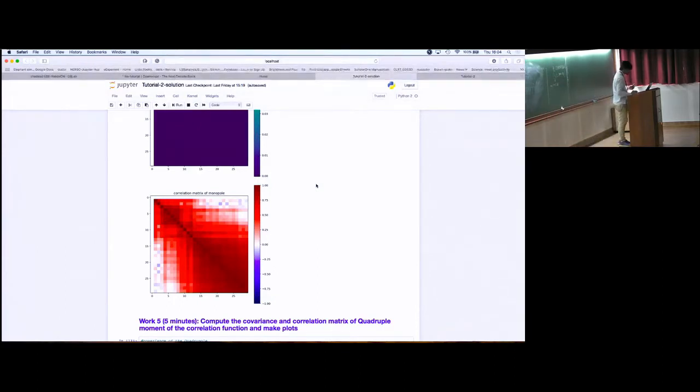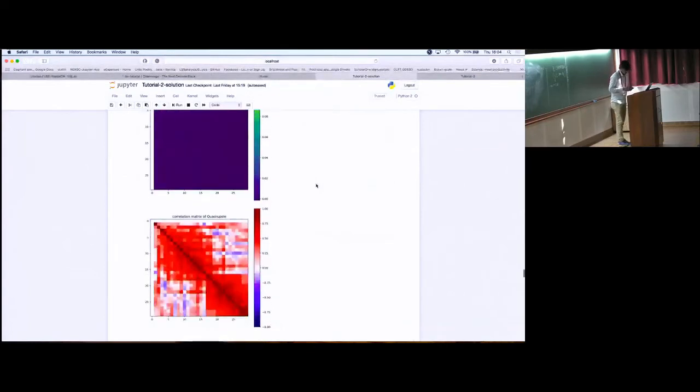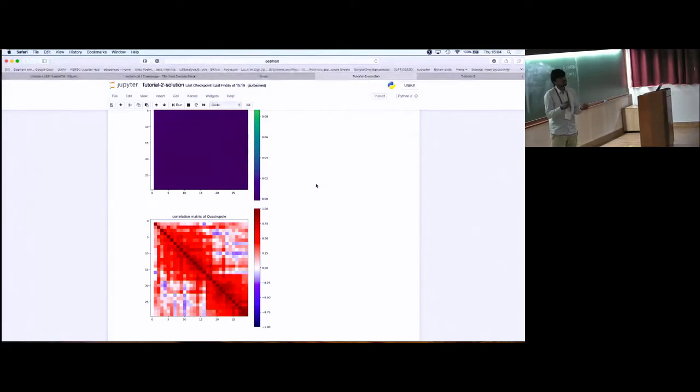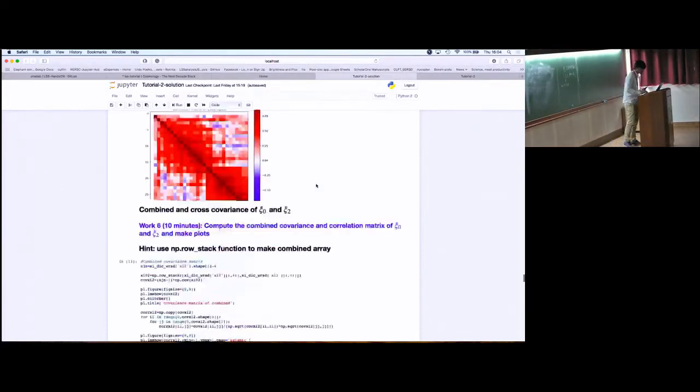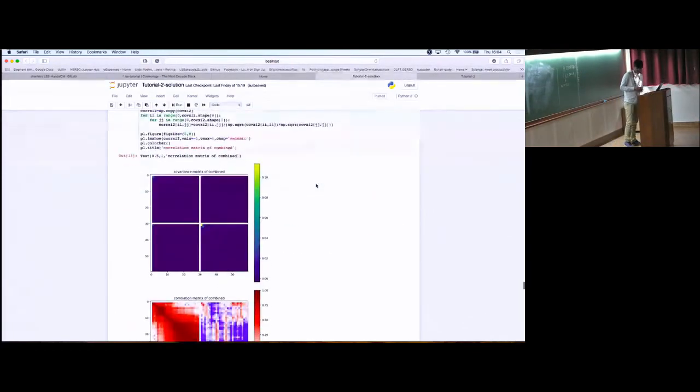You can also do this for the quadrupole. I've done exactly the same thing. I've just extracted the quadrupole moment and then measured the covariance matrix and correlation matrix for the quadrupole. But in actual analysis, you also need to worry about the correlation between monopole and quadrupole. So there's going to be a cross term, right? The monopole values are also correlated with the quadrupole, and not just with different scales of the monopole. So you actually have to construct a combined big covariance matrix, which will be much bigger than this, which will look something like this. This is the covariance matrix.